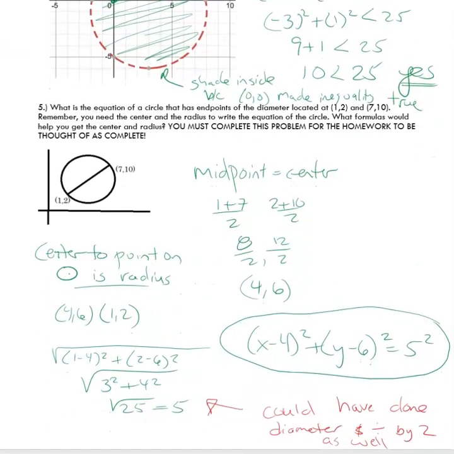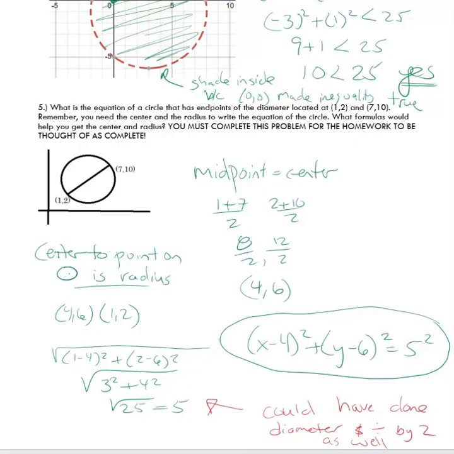Next one. What is the equation of a circle that has endpoints of the diameter being 1, 2, and 7, 10? Remember, you need the center and the radius to write the equation of a circle. What formulas would you use to get the center and the radius? Well, the center is just the midpoint, so we could do the midpoint formula. And when you do the midpoint formula, you end up getting 4, 6. So we can already get the (x minus 4) squared plus (y minus 6) squared.